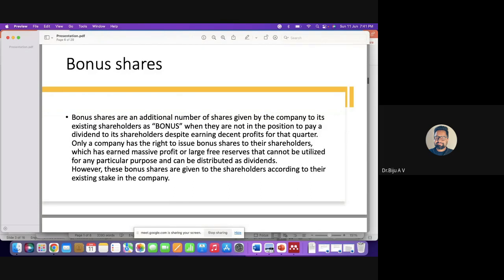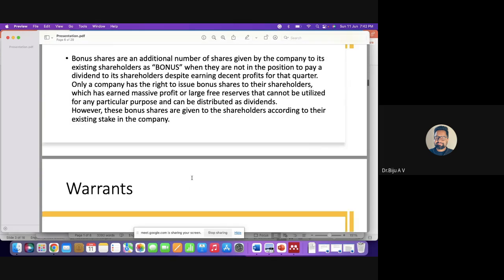Bonus shares means what? When does a company issue bonus shares? A decent profit making company can issue bonus shares because continuously the company is getting profits, and they don't want to distribute the profit in the form of cash. So they are issuing shares instead of cash, and that is free of cost. And a proportion can be decided by the company based on the existing shares held by the shareholders. So that is bonus shares.